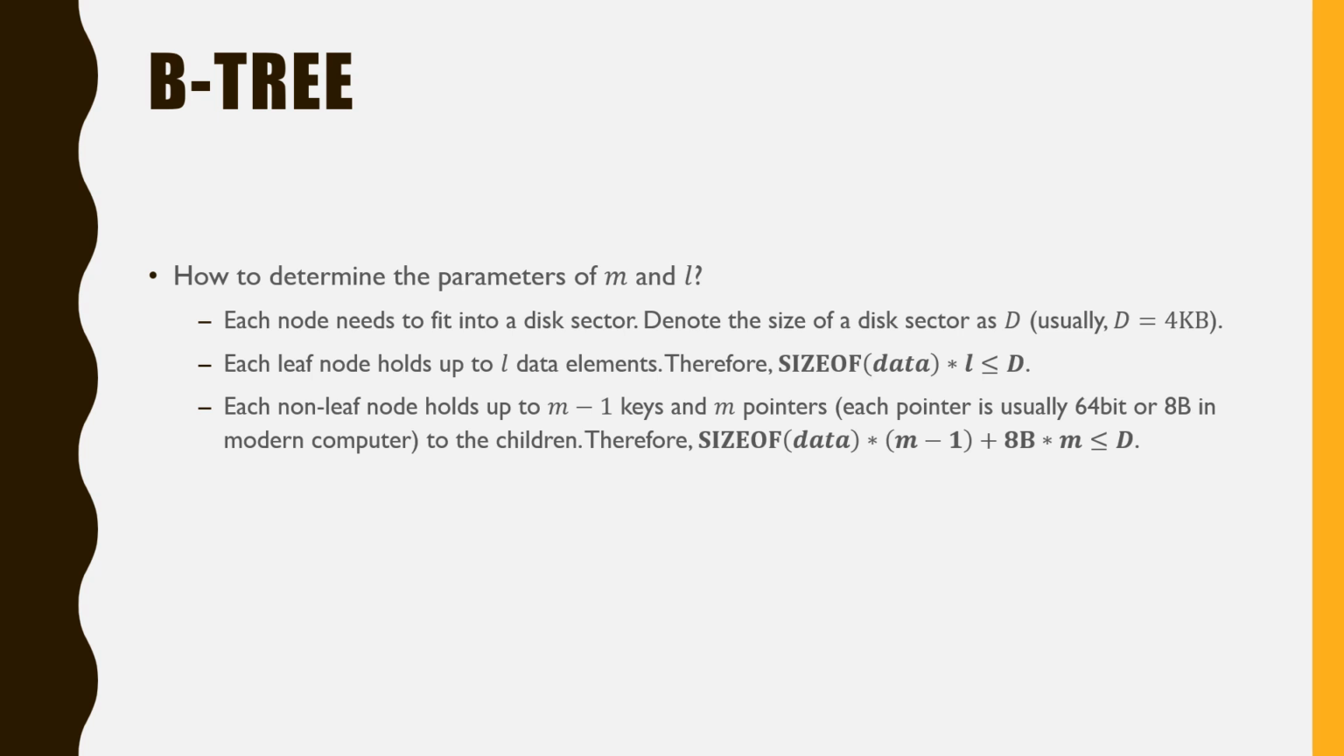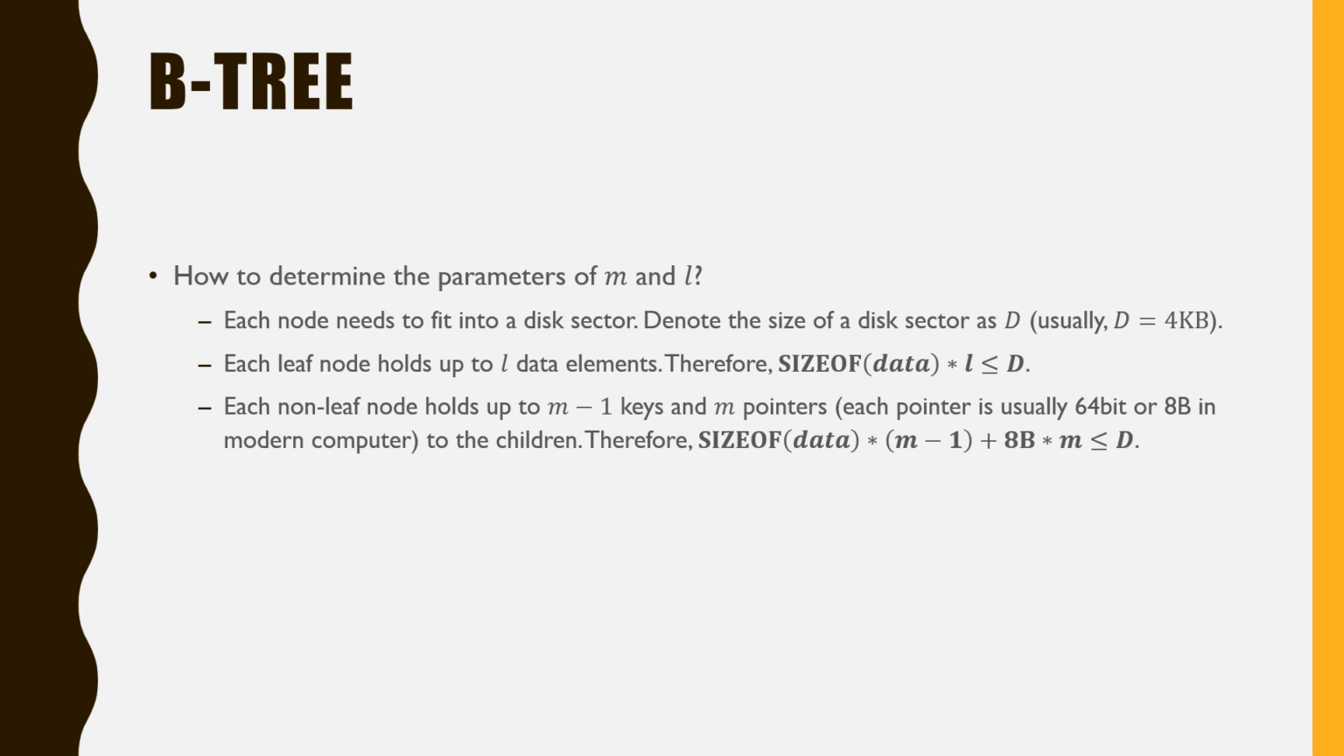Finally, let's discuss how to determine the parameters m and L. Recall that m defines the maximum number of children for each non-leaf node, and L defines the maximum number of data elements stored in each leaf node. The values of m and L should be determined based on the size of each disk sector, denoted as D, and the size of each data element. First, each leaf node must hold up to L data elements. Therefore, the size of a single data element multiplied by L must be less than or equal to D.